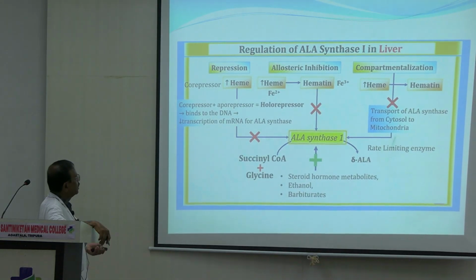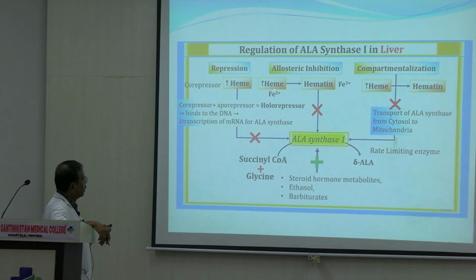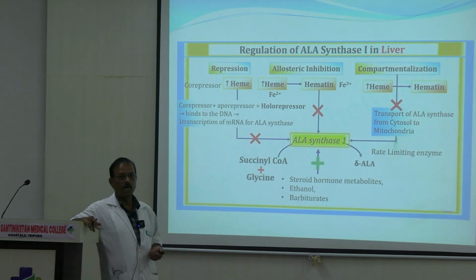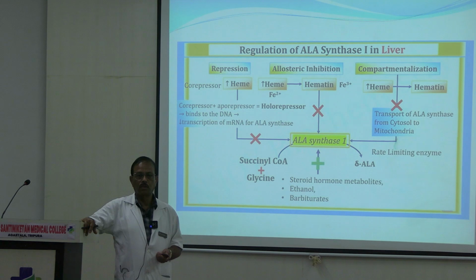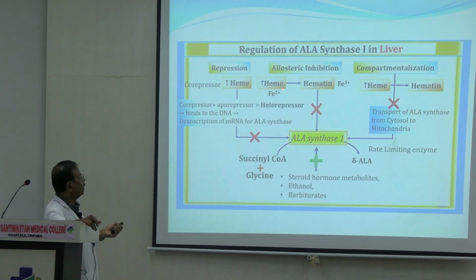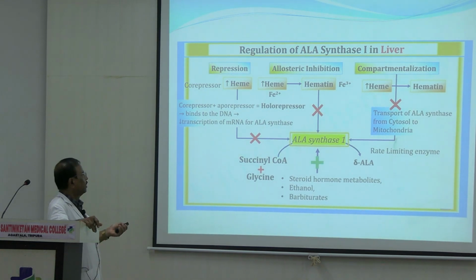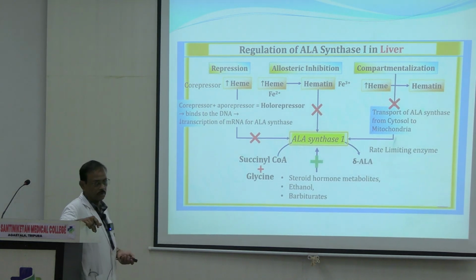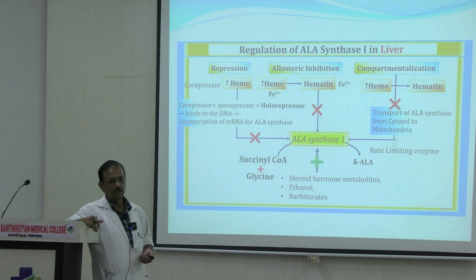In case of allosteric inhibition, the ferrous ion of heme is oxidized into ferric ion. So, heme is converted into hematin that inhibits ALA synthase. So, there is decreased heme synthesis.